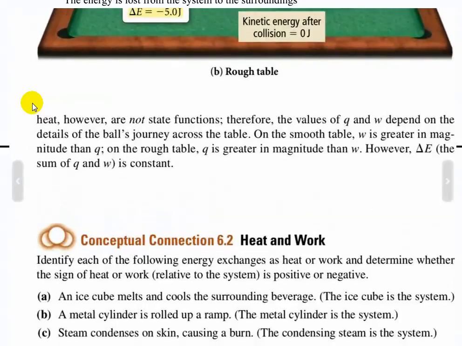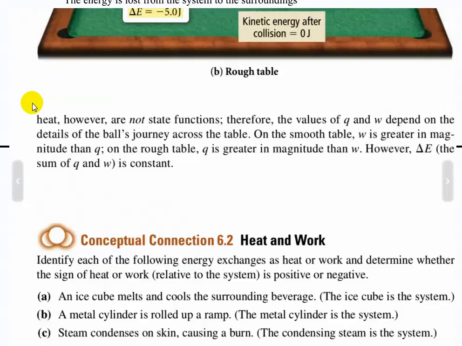Steam condenses on the skin, causing a burn. So what's happening there? It's a transfer of heat, right? Work isn't being done here, it's heat. Which way is the heat going? Is the heat going from the steam to the skin or from the skin to the steam?